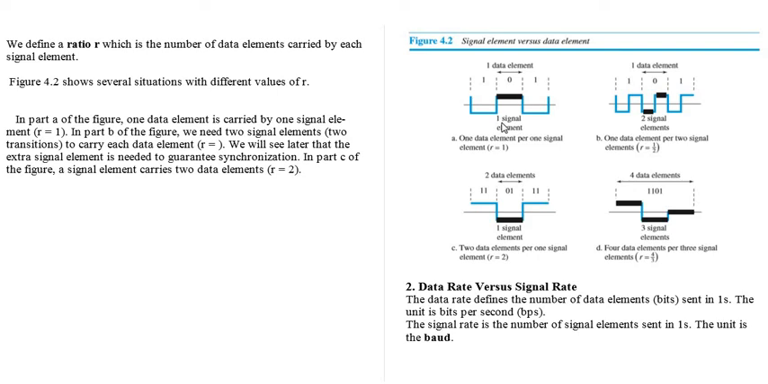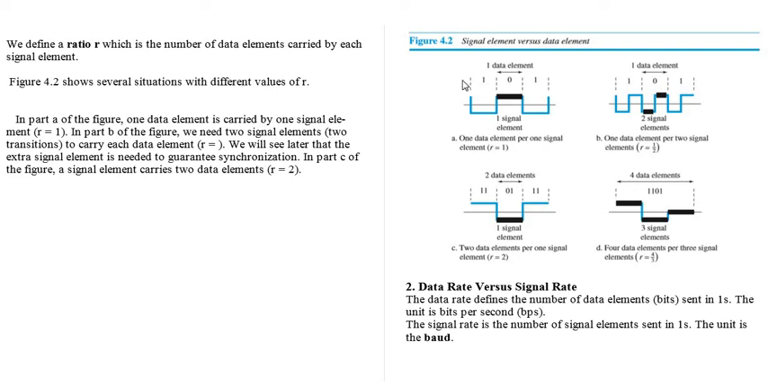See case 1. One signal, one data element. We can see here this is one signal, here one signal, and here one signal, right? Here we have 3 signals and 3 data, 1, 0, 1. These dotted lines are the limit. Under one signal we carry 1 bit of data element. So one data element is carried per one signal. Therefore R is equal to 1 by 1.